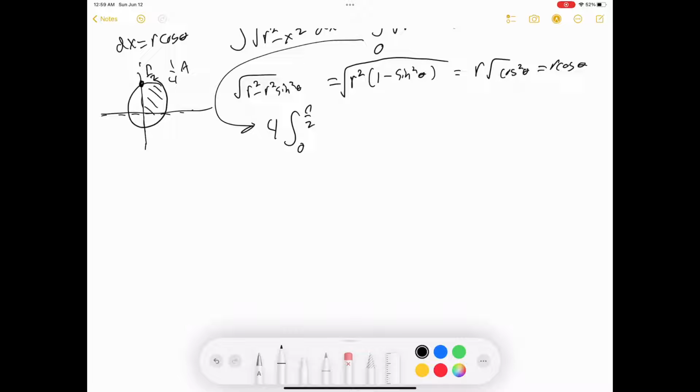So now we have 4 times the integral from 0 to pi over 2 of r cos theta times dx, which actually is also r cos theta, right? And we're integrating with respect to theta, so we're going to have d theta here. So we could pull out the r squared, but we can't pull out the cos squared.